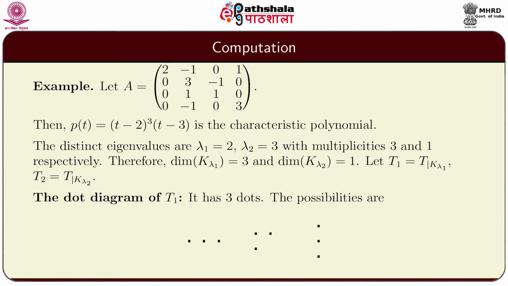So, you can see that in the first case there are 3 cycles and the cycles are of length 1. In the second case there are 2 cycles, the first cycle is of length 2 and the second cycle is of length 1, and in the third case there is only 1 cycle whose length is 3.